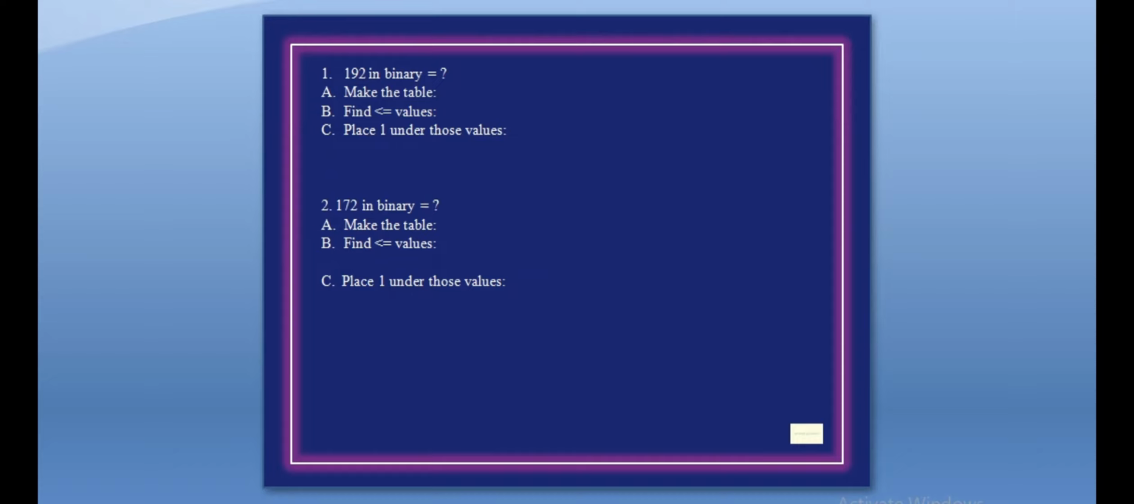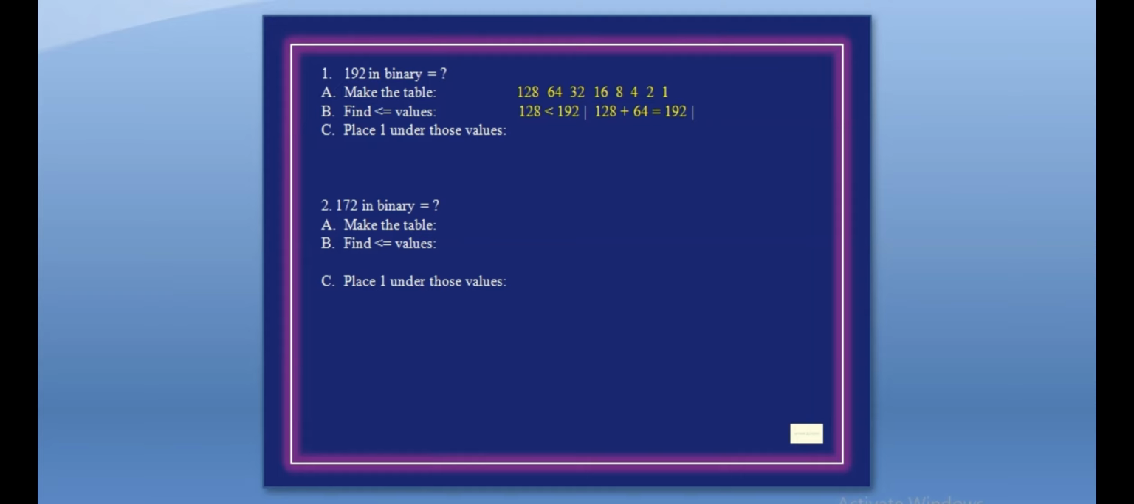Let's try some exercises. Let's try to convert 192 to binary. Step 1 is we make the table. Step 2, we find the values smaller or equal to our desired number. Here we see that 128 is less than 192, so we are going to place the bit value of 1 on it. Now this is where it gets tricky.